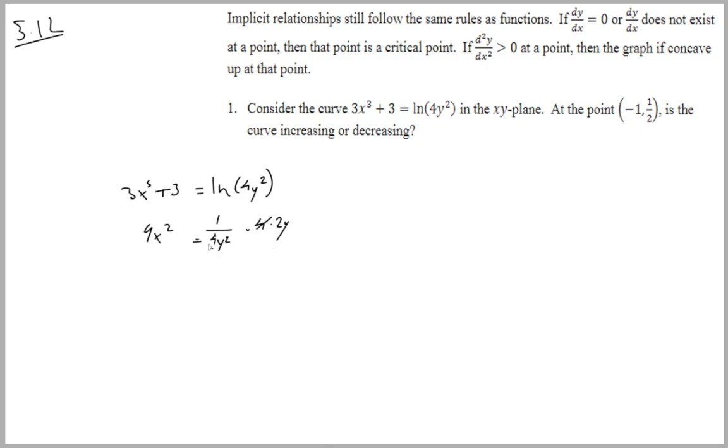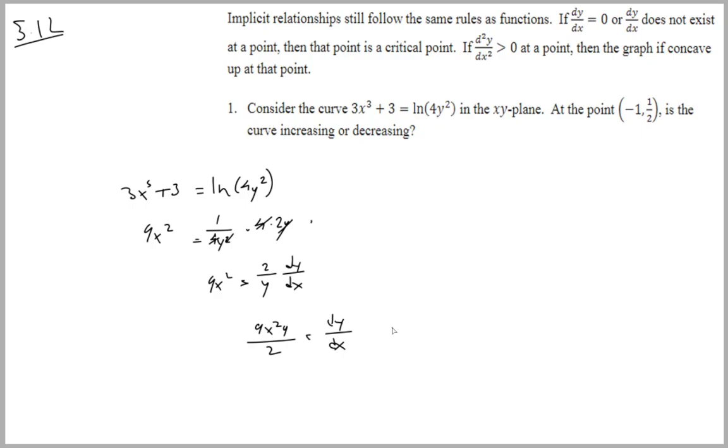So this gets taken away, and this gets taken away, and it becomes 9x² equals, because we also differentiated it, times dy/dx. So 9x² equals 2/y times dy/dx. What we're going to do is just solve for dy/dx. So dy/dx equals 9x²y over 2.